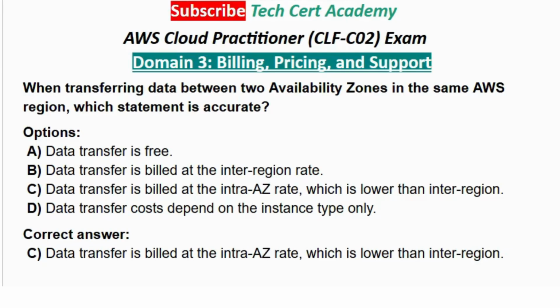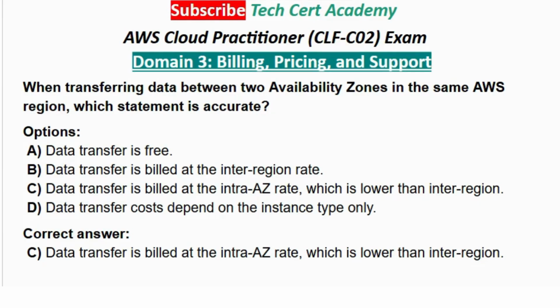When transferring data between two availability zones in the same AWS region, which statement is accurate? Options: A. Data transfer is free. B. Data transfer is billed at the inter-region rate. C. Data transfer is billed at the intra-AZ rate, which is lower than inter-region. D. Data transfer costs depend on the instance type only. Correct answer: C. Data transfer is billed at the intra-AZ rate, which is lower than inter-region.